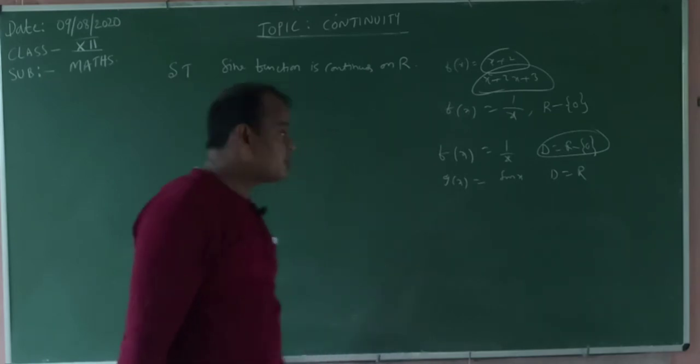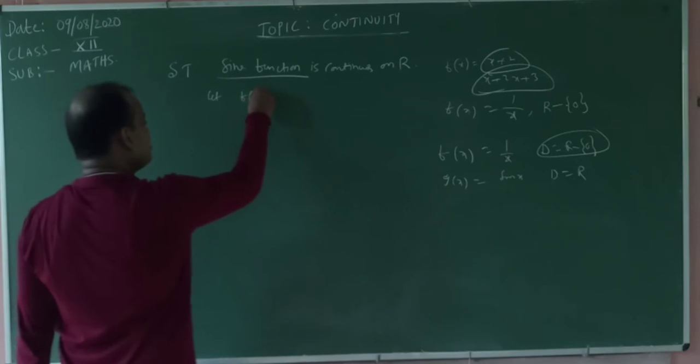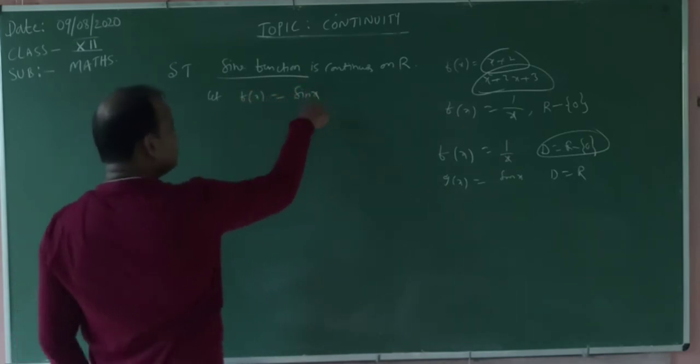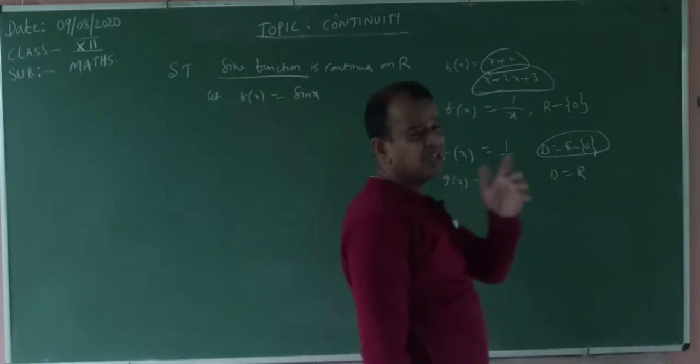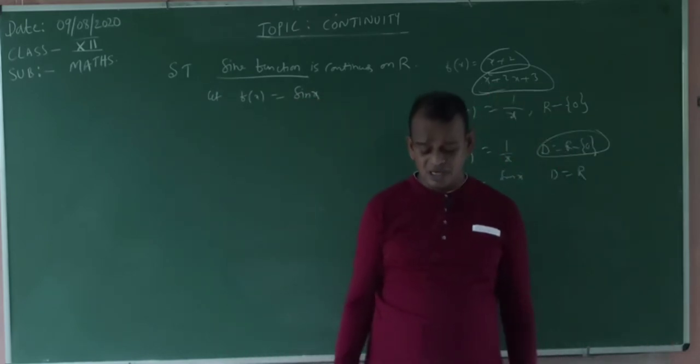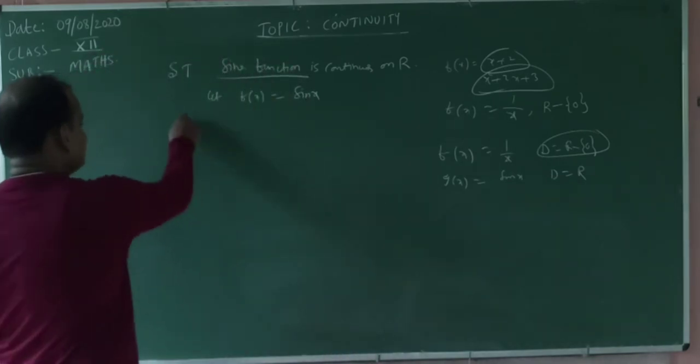How? What is the f of x? Sine function. Sine function means, let f of x is equal to sin x, continuous on R. How many numbers are there in the real numbers? Means infinite numbers in the real numbers. Now we will take any one value. Check the value at a is equal to R.